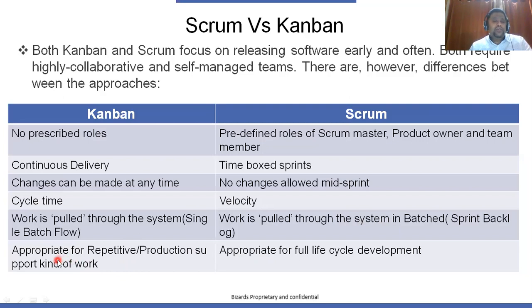And the last important difference is, Kanban is primarily recommended for repetitive and production support kind of work, where you have a set of tickets and the team picks them up and completes them. It's more of a routine, repetitive task. And Scrum is more appropriate when the scope of work involves full life cycle development. And these are some of the key differences.